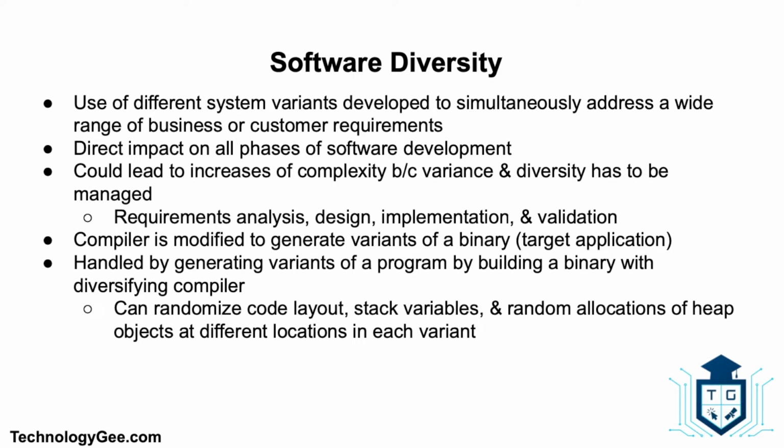Another aspect of software diversity is when a compiler is modified to generate variants of a binary or a target application that operate in the same way when processing benign input. However, it might operate in a different manner when given malicious input. And this aspect of software diversity is handled by generating variants of a program by building a binary with a diversifying compiler that can randomize the code layout, stack variables, and random allocations of heap objects at different locations in each variant.